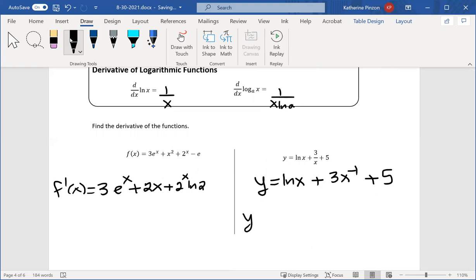All right, next one. y prime. Derivative of natural log of x? 1 over x. Plus, in this one, I'm going to bring the power in front. So 3 times negative 1 makes negative 3x to the negative 2, plus 0, right? So I can leave that out.